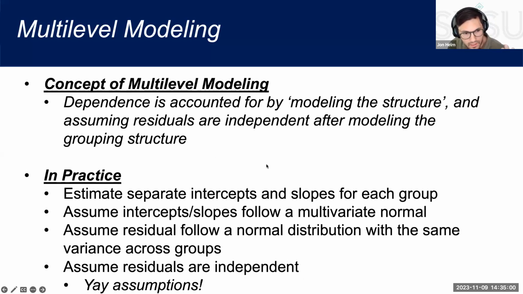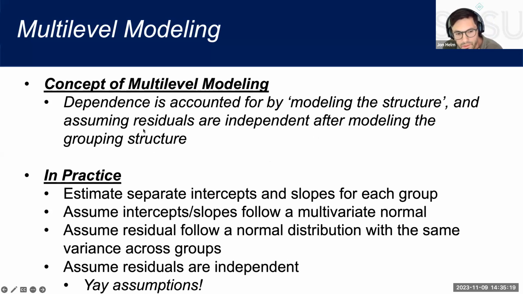All right, so what's the concept of multi-level modeling? Well, our data have some sort of dependence, and that's because people are grouped in a certain way. Like in our example, people are grouped into different clinics. And so we can't assume that the measures that we have are completely independent. That makes it really hard to estimate standard errors and p-values and things like that.